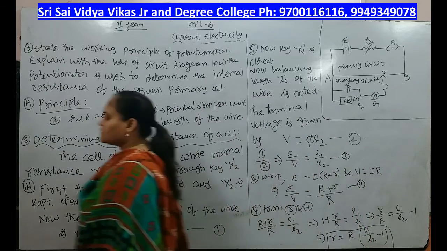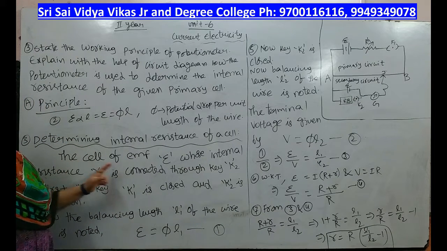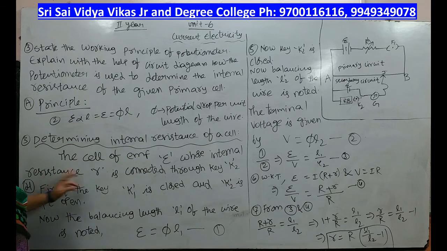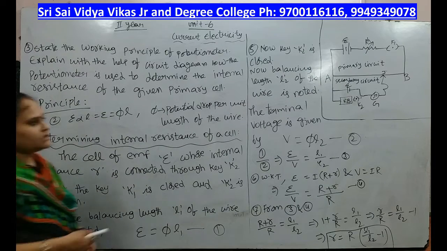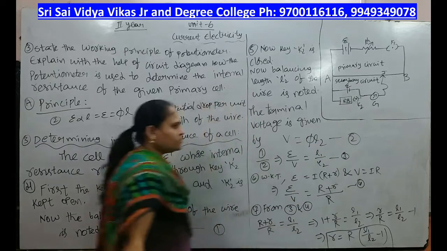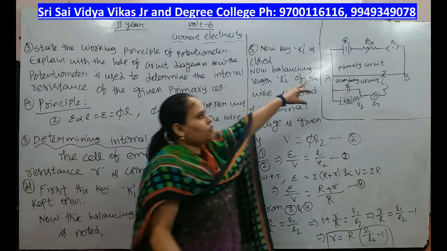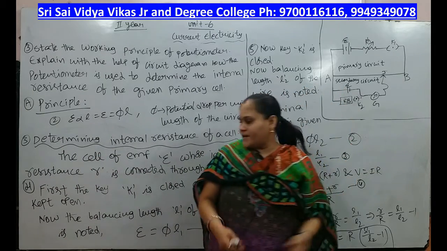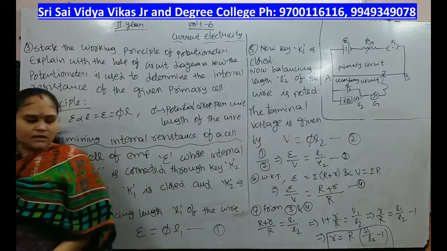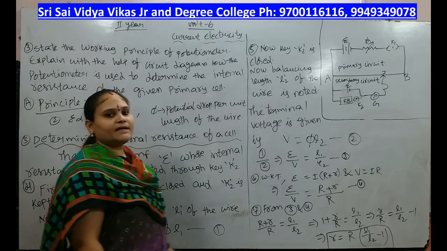Here phi is the potential drop per unit length of the wire. Next we determine the internal resistance of a cell. For this purpose, the cell of EMF epsilon whose internal resistance is r is connected to key K2. This is the resistance box, which is connected to key K2. First key K1 is closed and K2 is open. Now the balancing length L1 of the wire is noted. That is, epsilon equal to phi L1.